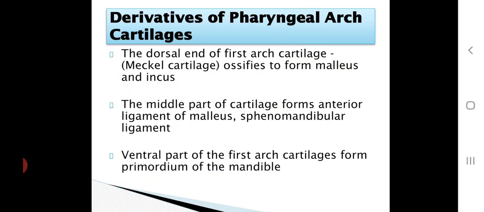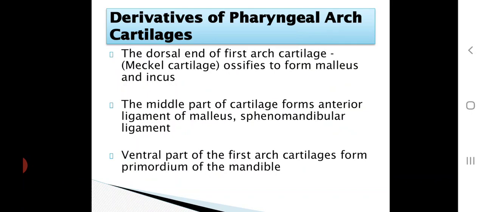So what are the derivatives of the pharyngeal arch? Each pharyngeal arch gives rise to bony components and muscle derivatives. It will have a nerve of its own and an artery of its own. So if you are asked any theory question on the pharyngeal arch, you should write 4 parts: bony derivatives, muscle derivatives, nerve of the arch, and artery of the arch. Each point will carry a separate 1 mark or half mark according to the question. Now we will see first the bony derivatives of each arch.